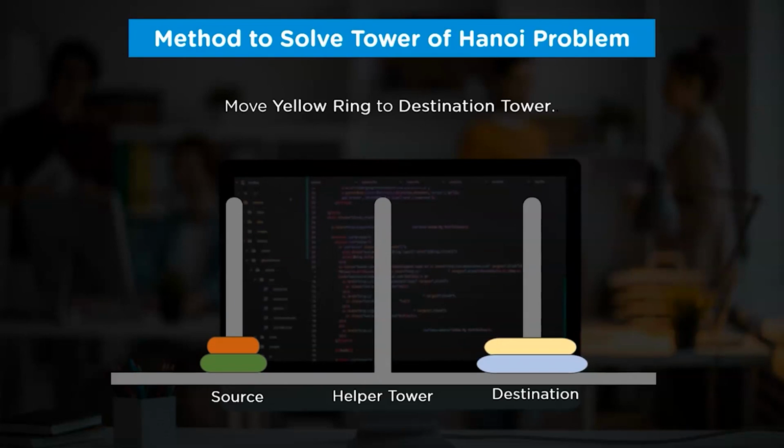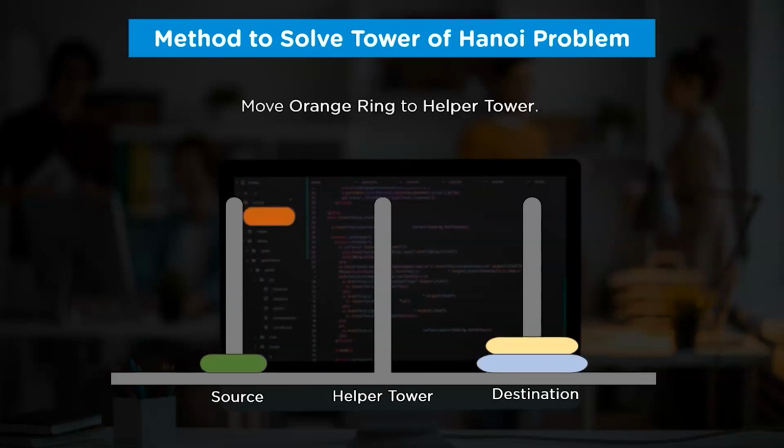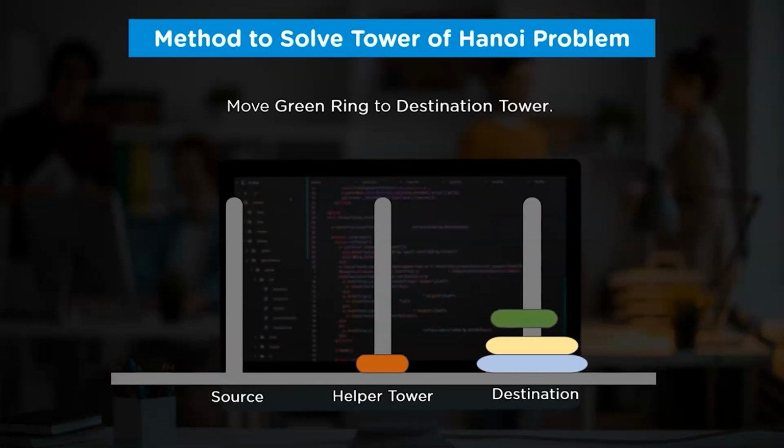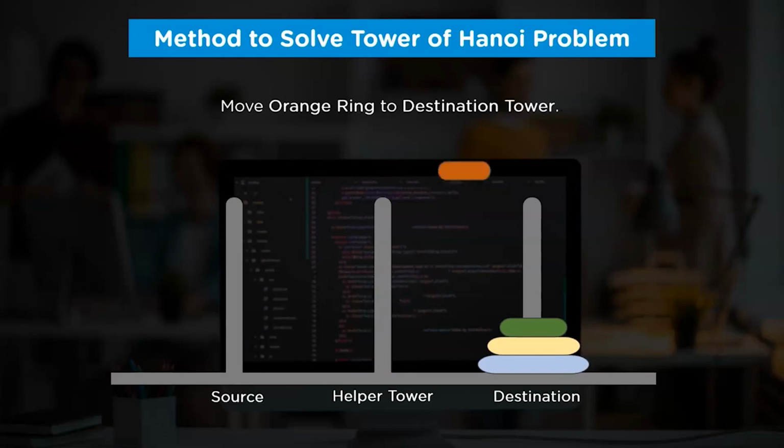Now, we are only left with the arrangement of two more rings. To attain that, here we'll move the orange ring to the helper tower and the green ring to the destination tower. Finally, we'll move the orange ring to the destination tower. And this is how we'll land at the accurate solution to our Tower of Hanoi problem.